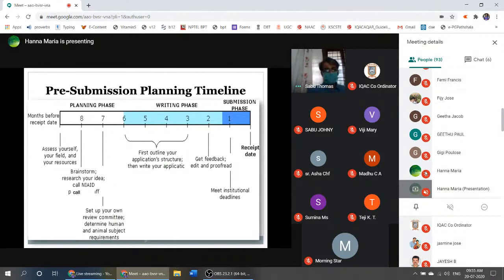I have made some sort of planning. Pre-submission planning timeline. You have a planning phase. In the planning phase, you assess yourself, your field, your resources, your collaborators, and you have to do a lot of brainstorming. Look at the writing phase. It's very important. Looking at my European project, it took almost more than 8 months. Look at the feedback. Once you write a proposal, if it's a huge one, I will always take comments from some of my good friends.